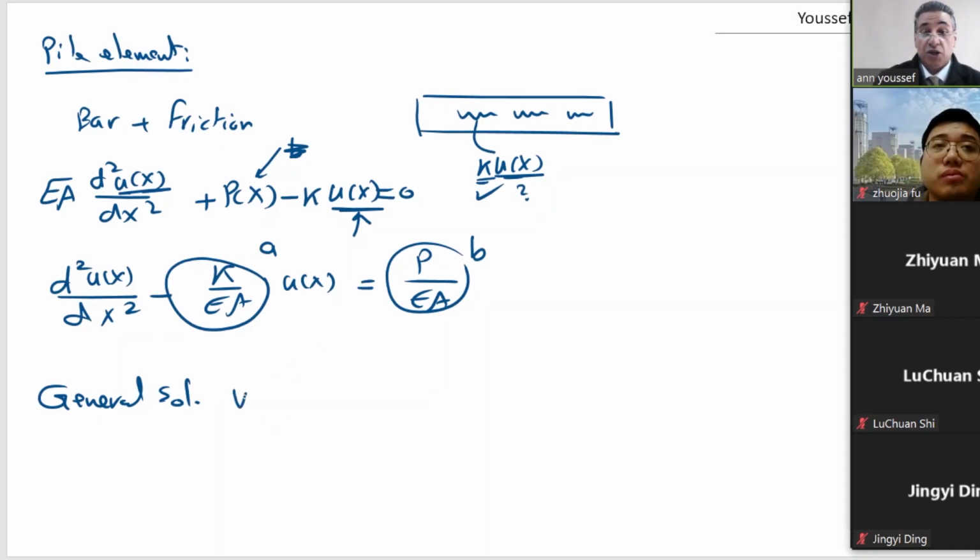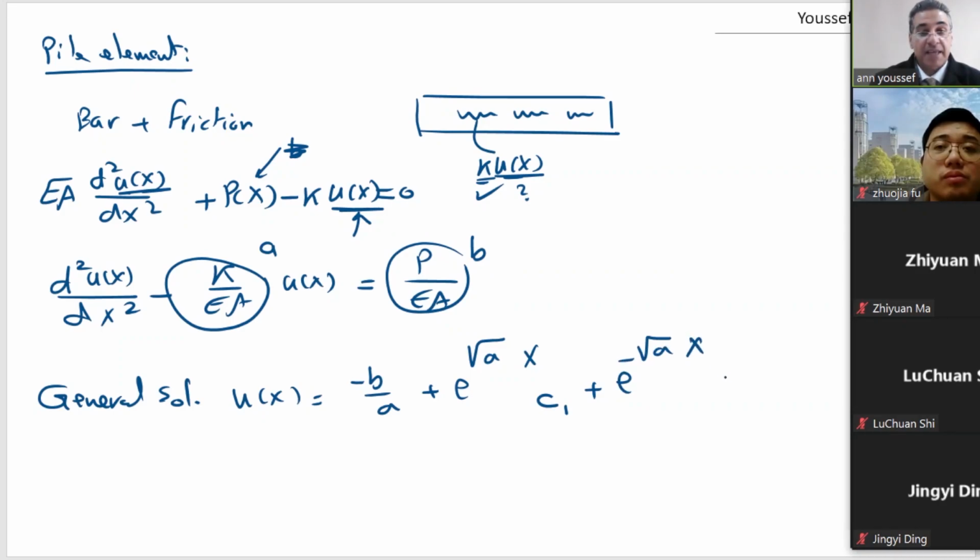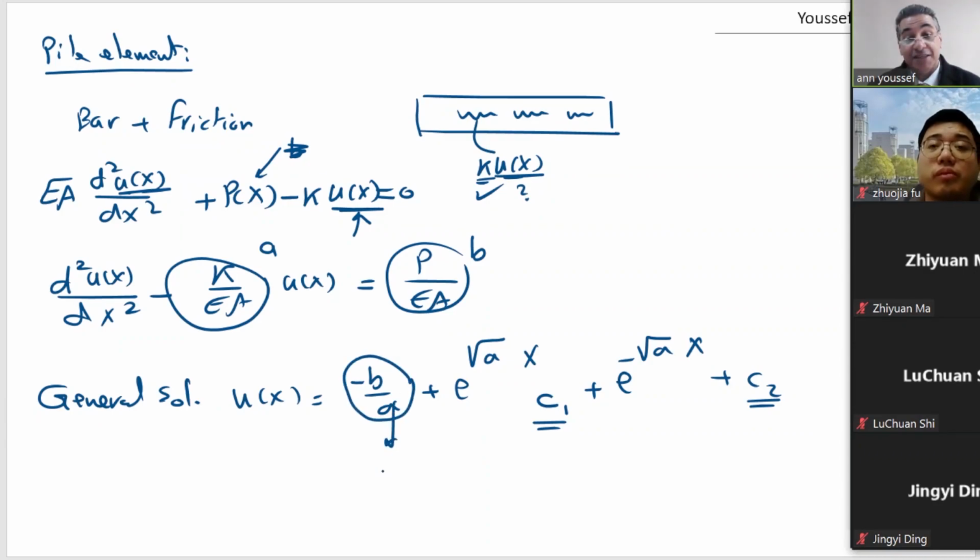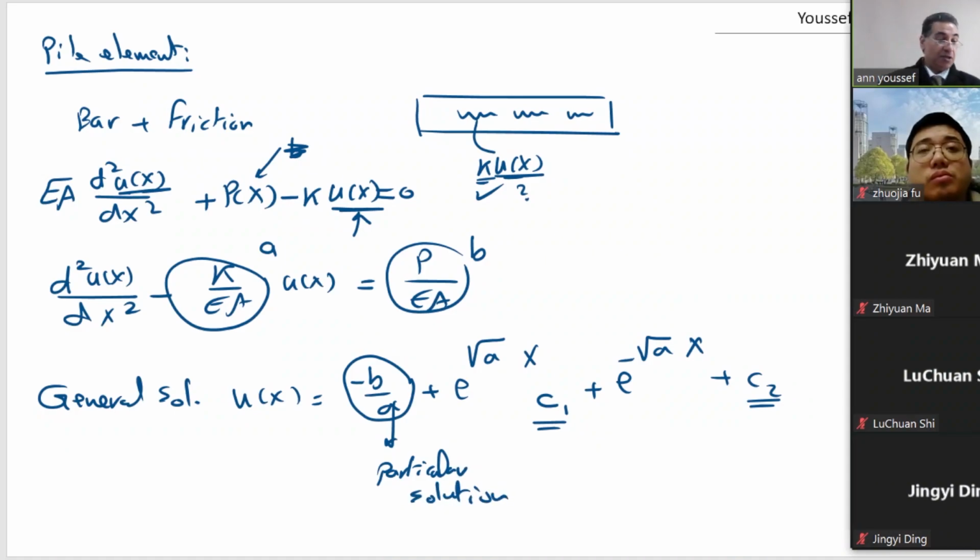So the general solution u of x, you can guess it, equals minus b over a plus c1 e to the square root of a times x. You can use Mathematica to generate this one, plus c2 e to the minus square root of a times x, and these are the two constants. You obtain them from the boundary condition, and this part is a particular integral. This is a particular solution.